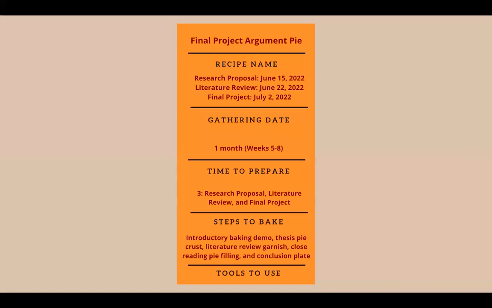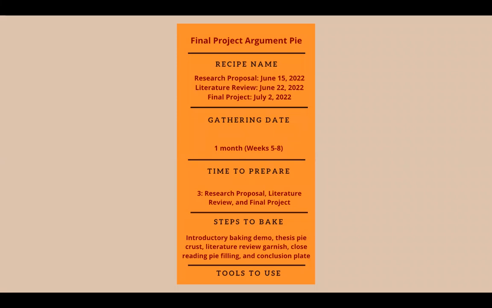So the research proposal in terms of the final draft is due on June 15th. The literature review in terms of the final draft is due on June 22nd. And the final project in terms of the final draft is due on July 2nd. So we know that these are the 3 gathering dates that we need to have a pie ready to serve at. The time to prepare is going to be 1 month because we'll be working on this project from weeks 5 to 8. We're in week 5 right now, so we're really getting started with this pie baking process. There are 3 steps to bake this recipe: the research proposal, the literature review, and the final project. And so we are starting with the first step with this particular assignment.